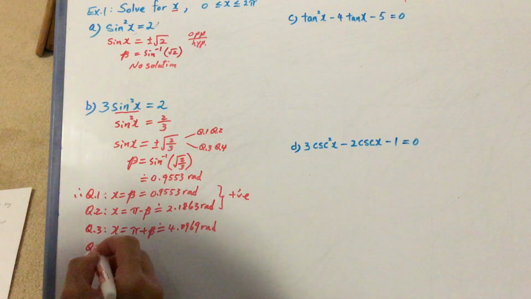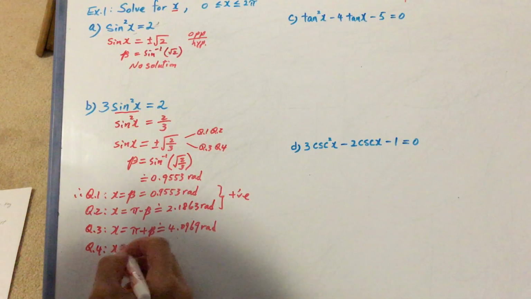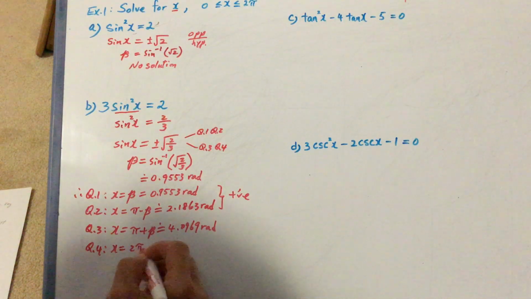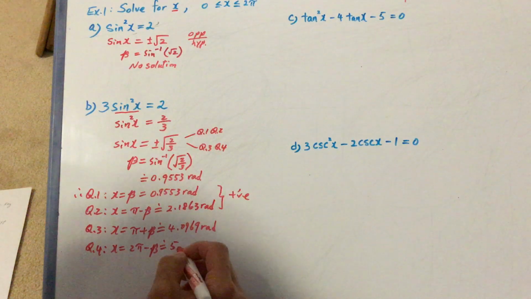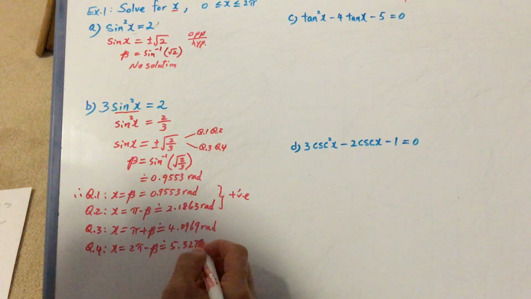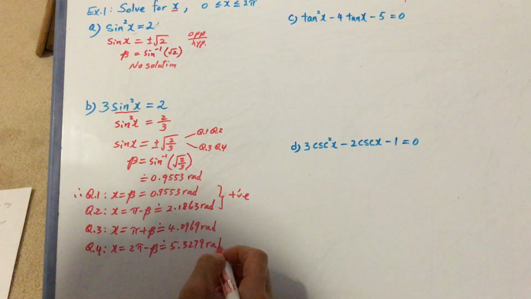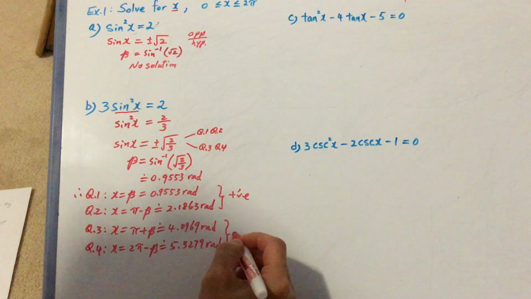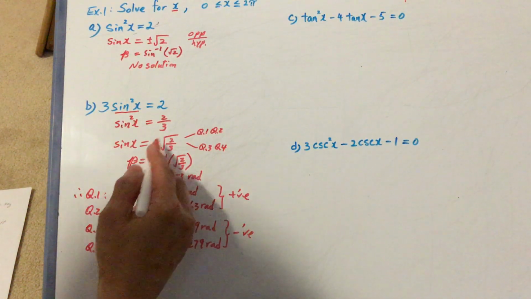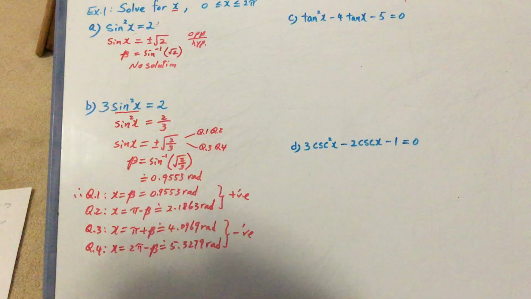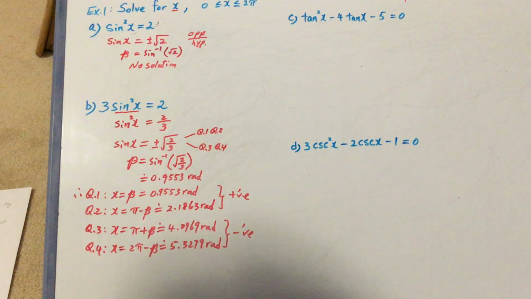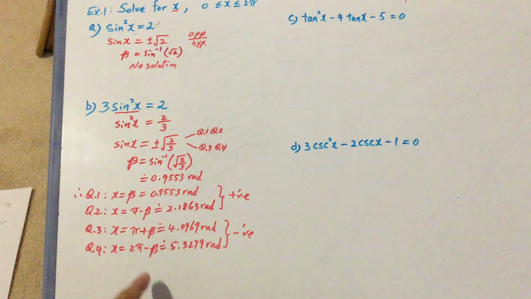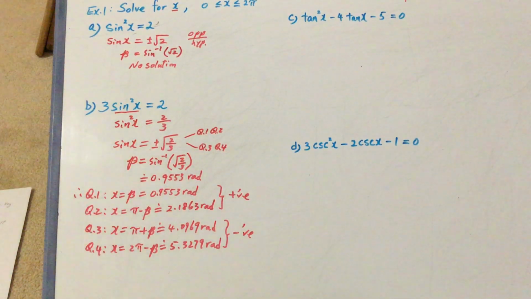And then in quadrant 4, the principal angle x is equal to 2 pi minus the related acute angle, so you'll be getting approximately 5.3279 rad. Okay, and these two angles are the negative ratio in quadrant 3 and quadrant 4 for the sine, that is a negative. Okay, so these are the 4 solutions that you have for this particular question.